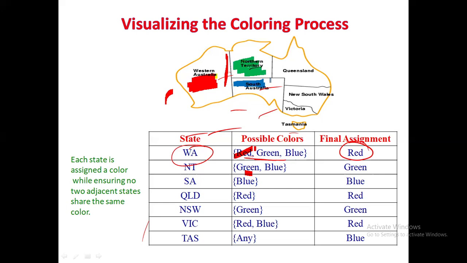SA has the most neighbors among the states, being adjacent to WA, NT, Queensland, NSW and Victoria. Since WA is red and NT is green, SA cannot use either of those colors. The only remaining option is blue, making it the only possible choice. The assignment of blue to SA ensures that all of its adjacent states have at least one valid color left. This demonstrates the importance of the degree heuristic, which prioritizes states with the most constraints early in the coloring process.